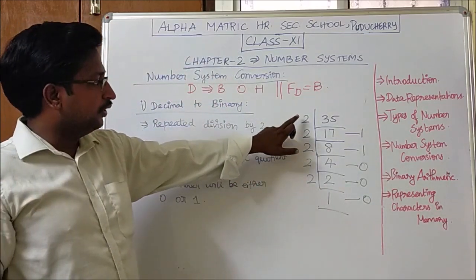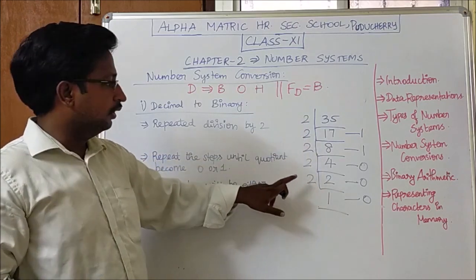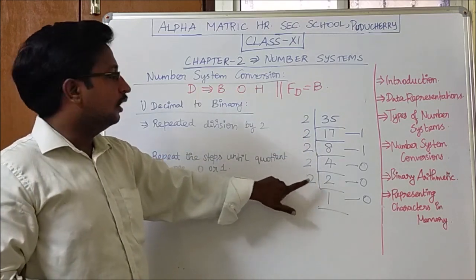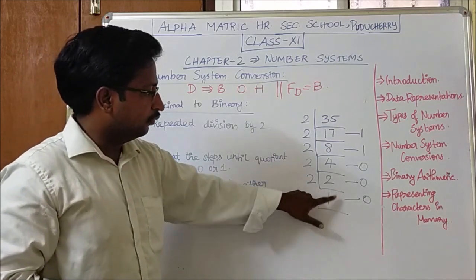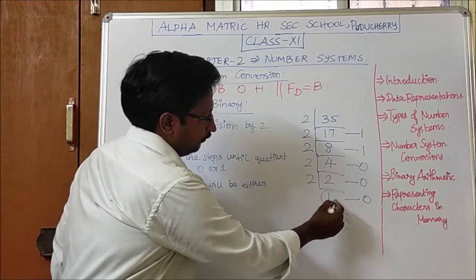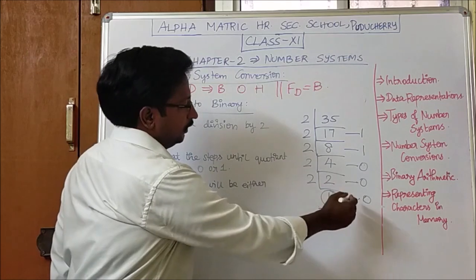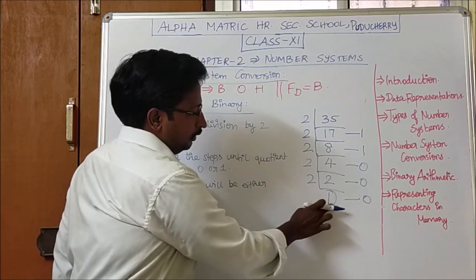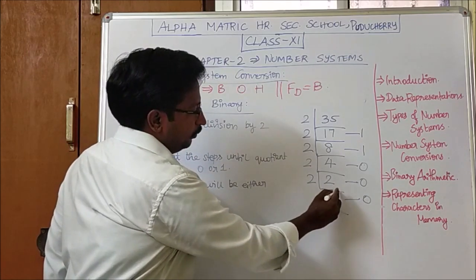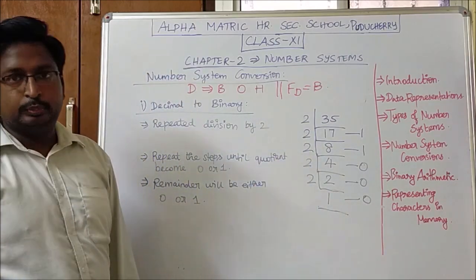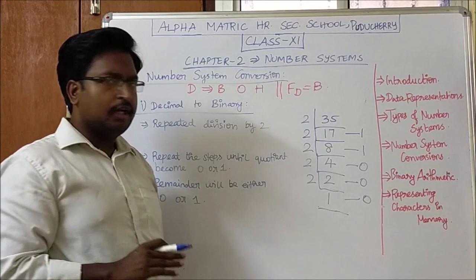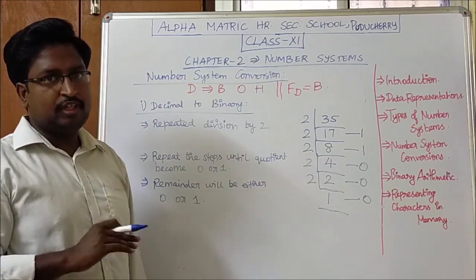We have continuously, repeatedly divided the given decimal number. We have stopped the division when we reach the quotient as 0 or 1. This is the quotient part. And this is the last step. We have to stop dividing the number by 2. So now we have finished the steps.